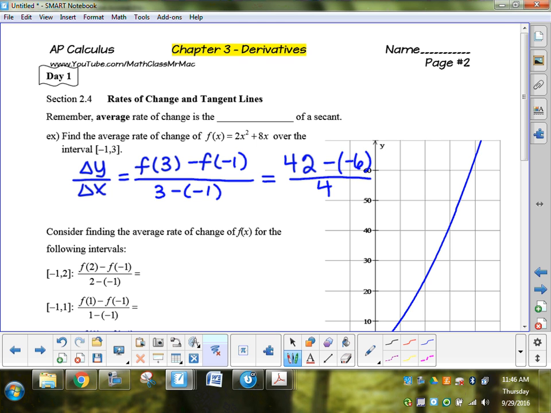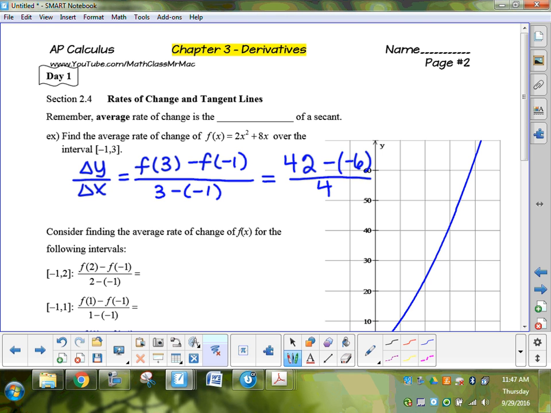Now I go over to the numerator. And Leah, what's that numerator going to simplify to? 48. Divided by 4. What's 48 over 4? So, the average rate of change is the slope of the secant line between those 2 points.